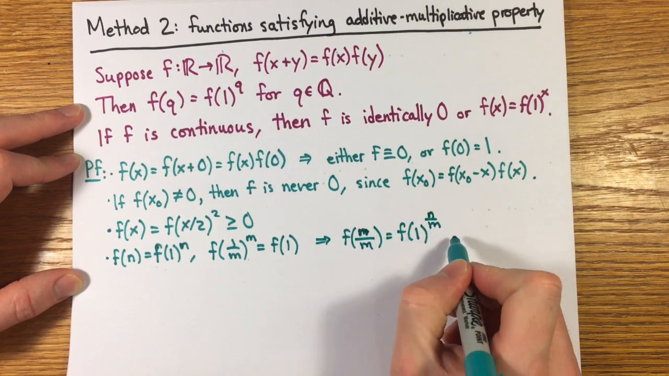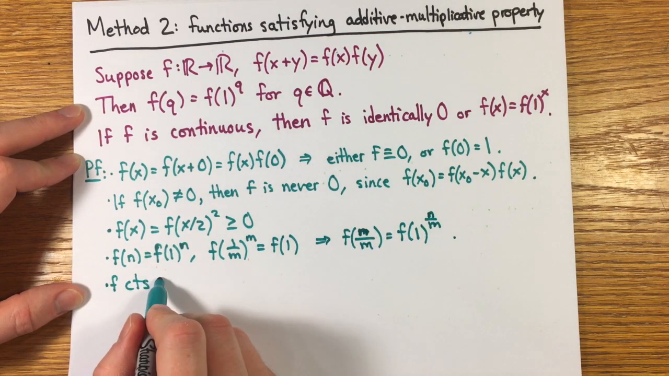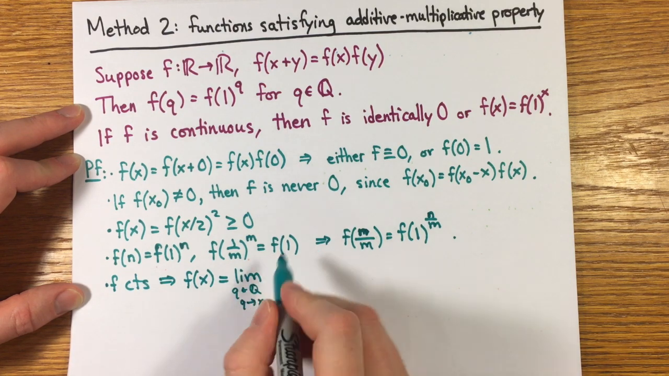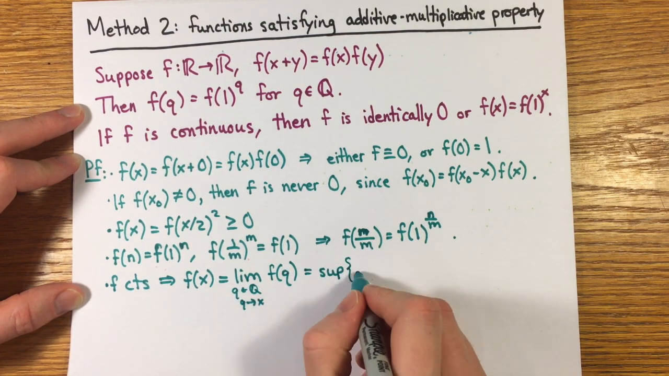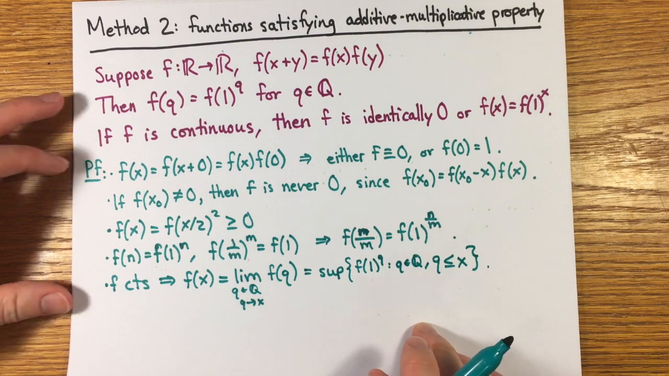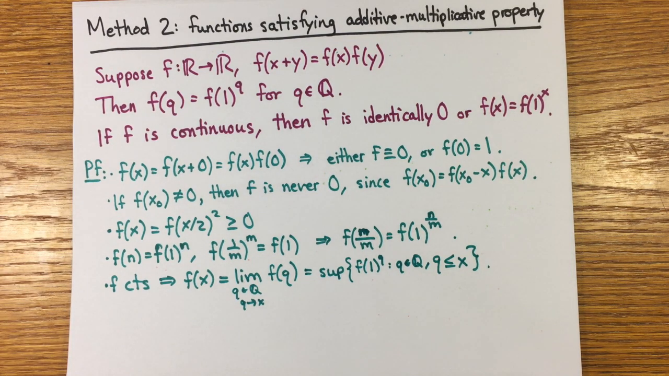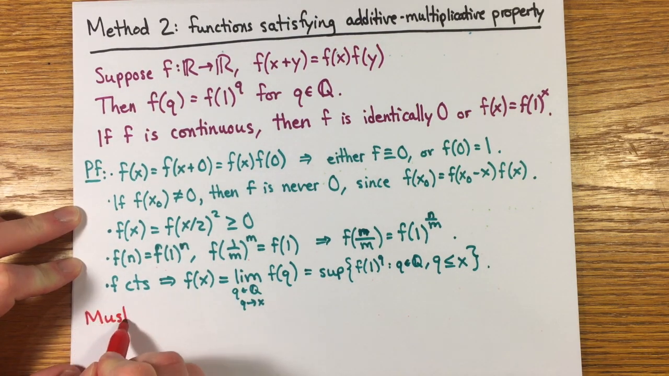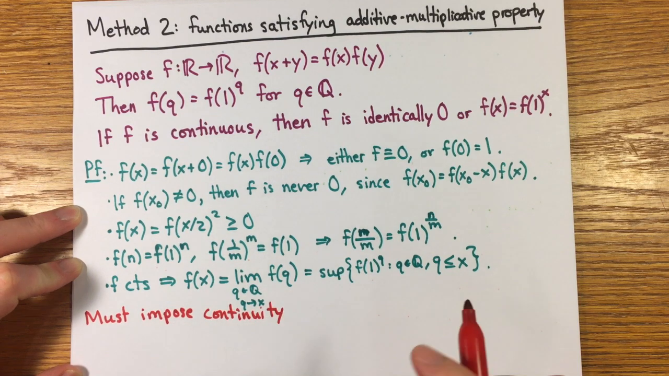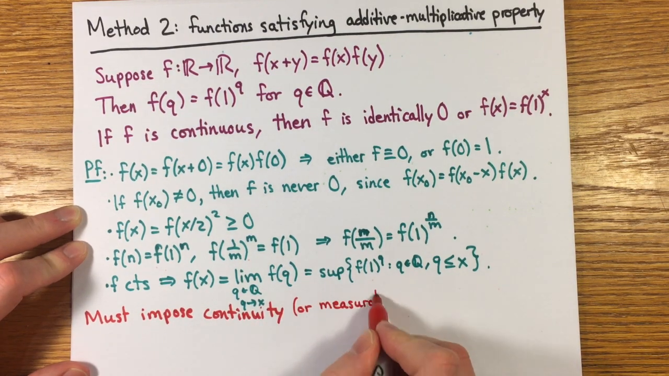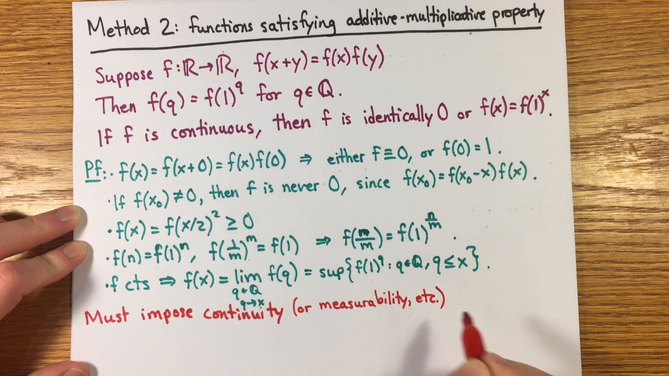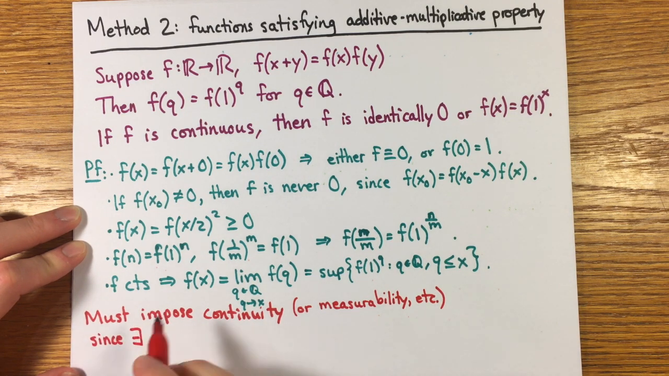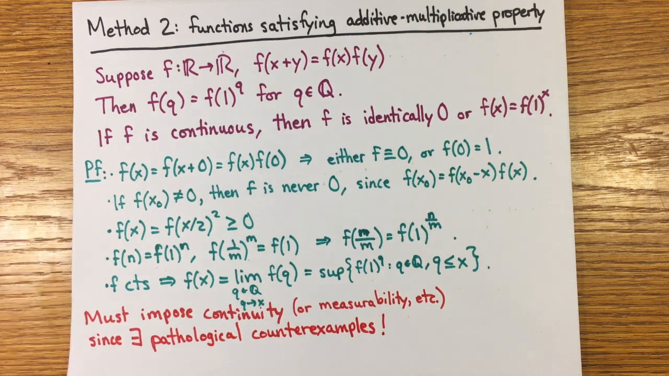Then it's clear what all rational values must be in terms of f of 1. And if f is continuous, then because any real number x can be approached by rationals, its value must be the limit, or in particular the sup we used before. But you have to impose the continuity because it turns out there exist pathological discontinuous functions with the additive multiplicative property that are not the exponential that can be constructed using the axiom of choice. I'll include a reference in the description if you're interested in how this is done.